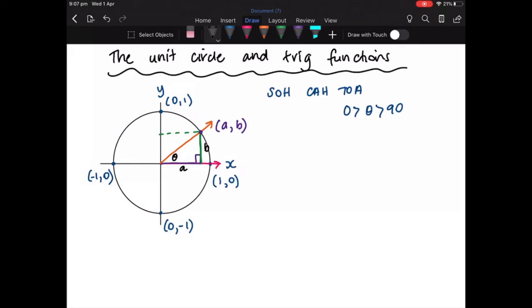Now, what does that mean? Let's have a look at the sine, using the trig that we already know. We know that the sine of theta is equal to the opposite over the hypotenuse. If we go back to our triangle, we know the hypotenuse. The hypotenuse is the radius of this circle, and the radius of this circle is 1, so the hypotenuse is going to be 1. The opposite side of our reference angle is B. So the sine of theta is equal to B, which is our y-coordinate.